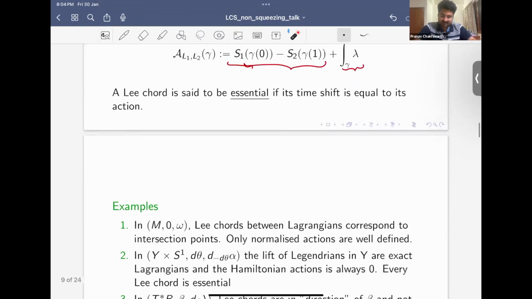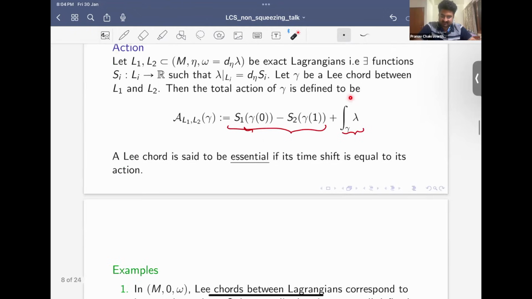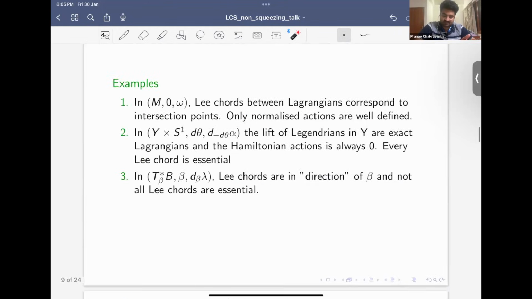And in fact, because this integral is the same as integrating the contact form on the Reeb chord, it's always the case that every Lie chord is essential for the conformal symplectization. And finally, for the twisted cotangent bundle, again, Lie chords are just moving in the direction of beta, but in this case, not all Lie chords are essential. There may be Lie chords whose time shift is not equal to the total action.